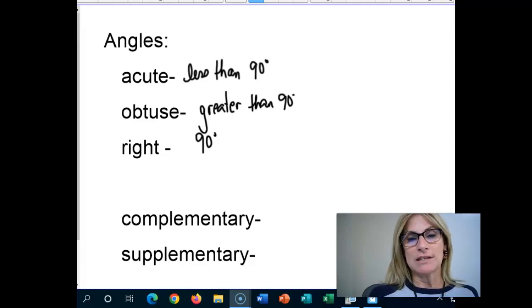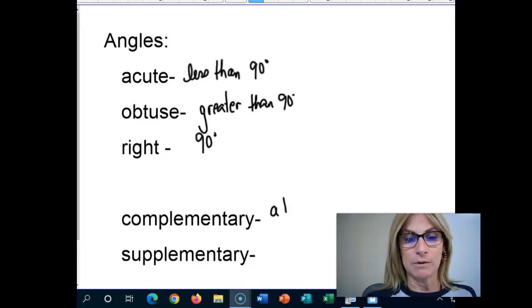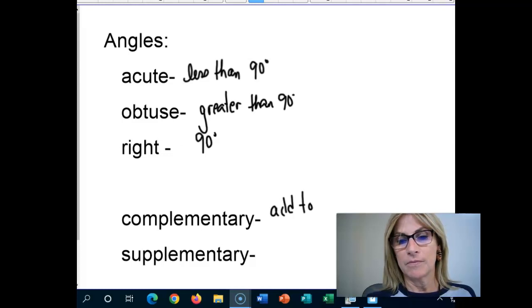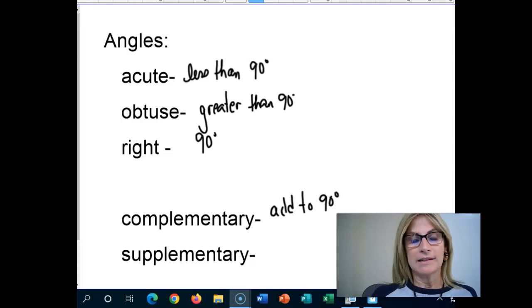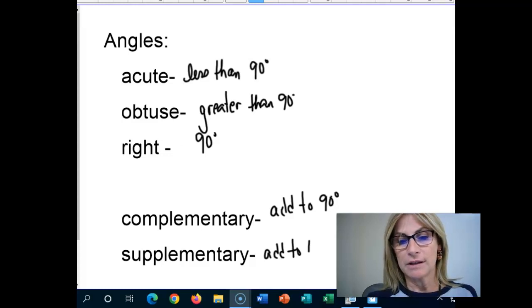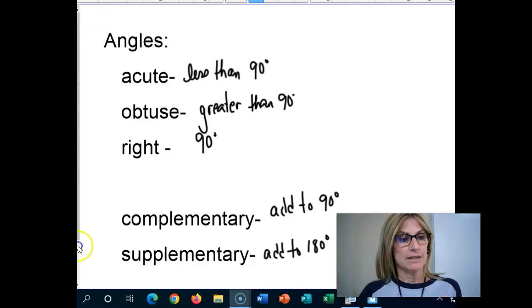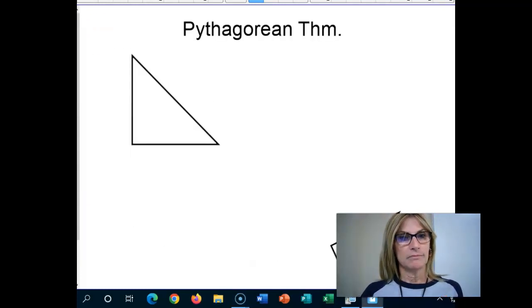Okay, two other vocabulary words, complementary and supplementary. Complementary angles and supplementary angles are always positive. You can't have negative angles with complementary and supplementary. And complementary are two positive angles that add to 90 degrees. So then you probably remember that supplementary angles are two angles that add up to 180 degrees. Okay. Which brings us to the Pythagorean theorem.